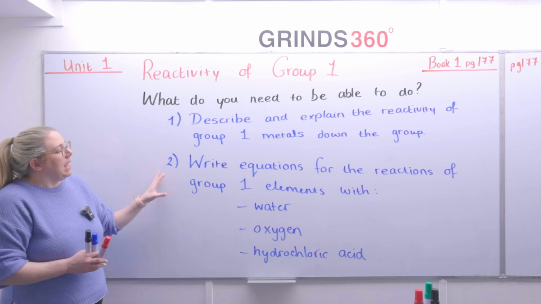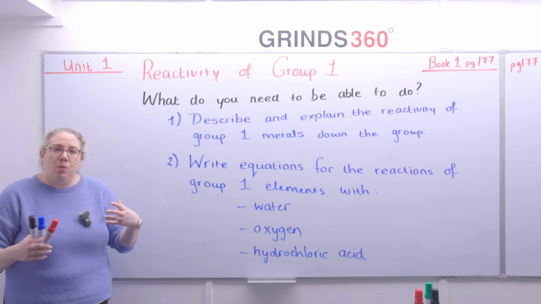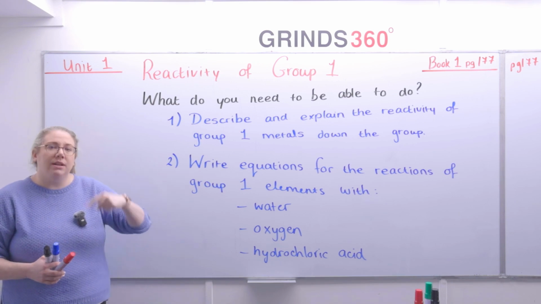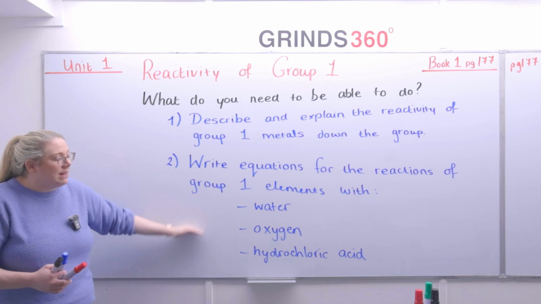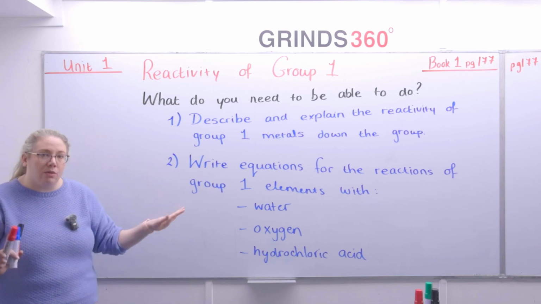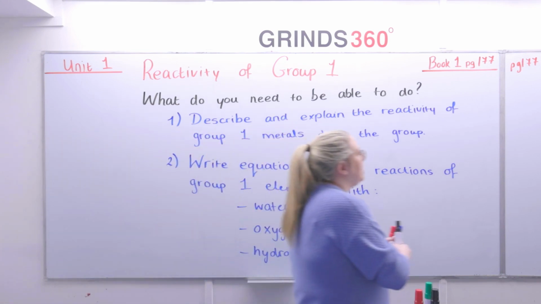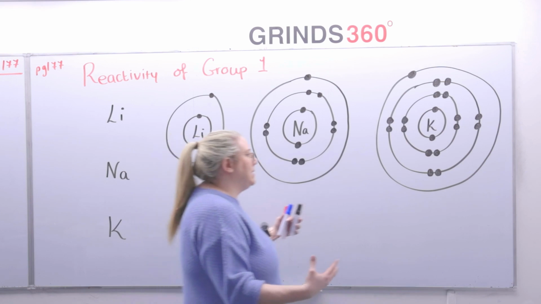Why? Number two, you need to be able to write equations for the reactions of Group 1 metals with three different things, such as water, oxygen, and hydrochloric acid. Now, if you can write these balanced equations for one element, you can write them for all of the ones in Group 1. It doesn't matter what it is. So let's start off with the reactivity of Group 1 and describing what happens to it.